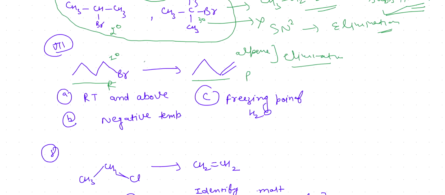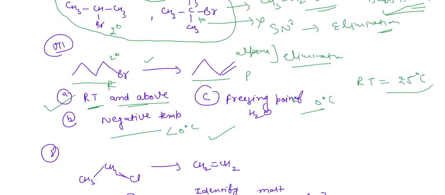So what are the conditions which lead to this elimination? First is room temperature and above. Second is negative temperature, meaning less than 0 degrees Celsius, the freezing point of water. We have already discussed that high temperature will lead to elimination. Of course, the correct option is A, that is room temperature and above. Standard room temperature is generally considered 25 degrees Celsius. So above this temperature, it will undergo elimination reaction, thus forming this alkene. Clear?